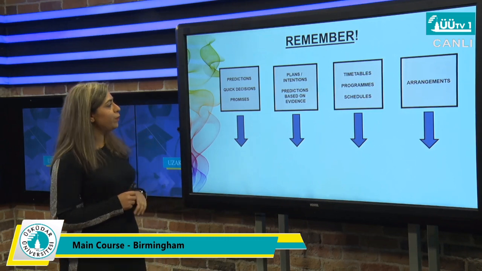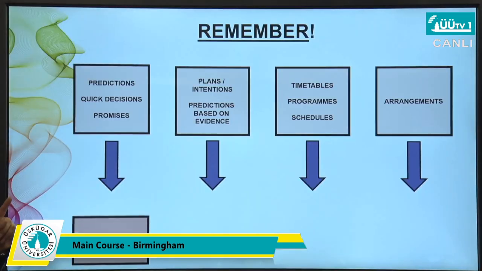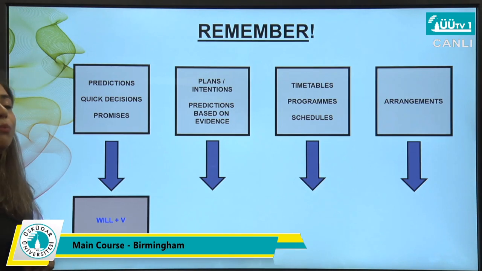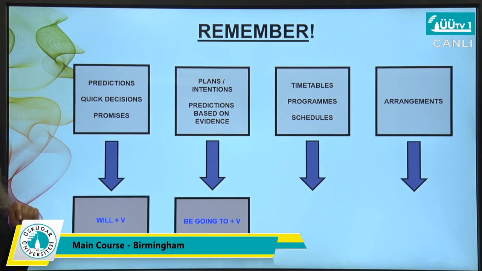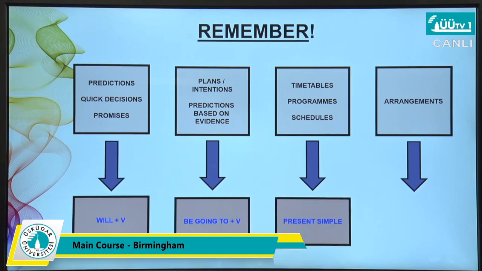For example, for predictions, quick decisions, and promises, we always use will plus verb. Will plus verb always for decisions, quick decisions, promises, and predictions. For our plans and intentions, predictions based on evidence, we always use be going to plus verb. And again, as we said, for timetables, programs, schedules, we always use present simple. That is a routine thing. And for arrangements, we always use present continuous.